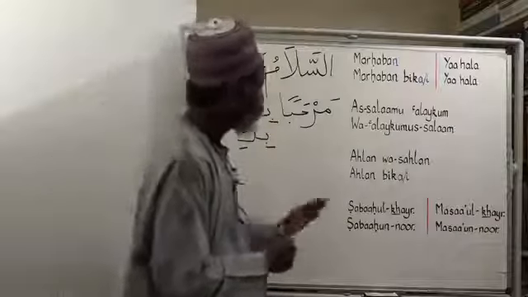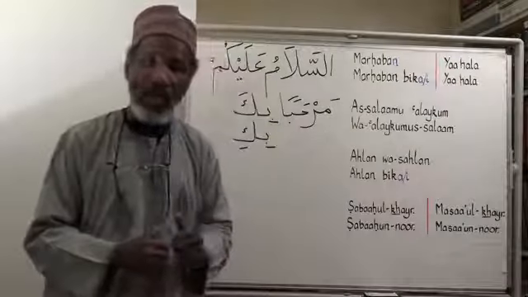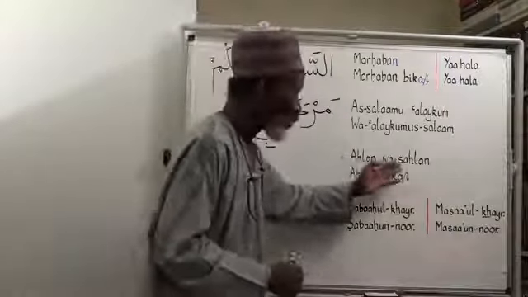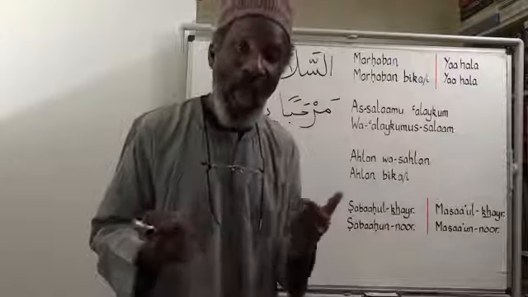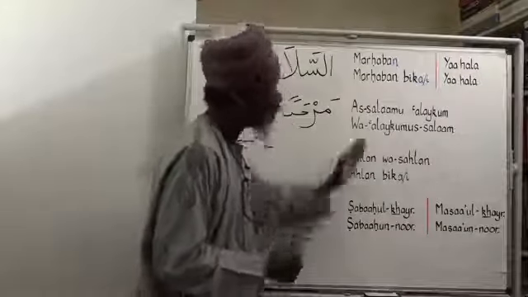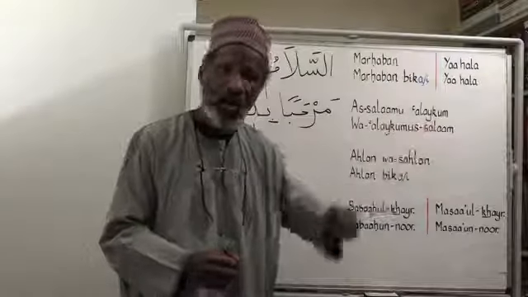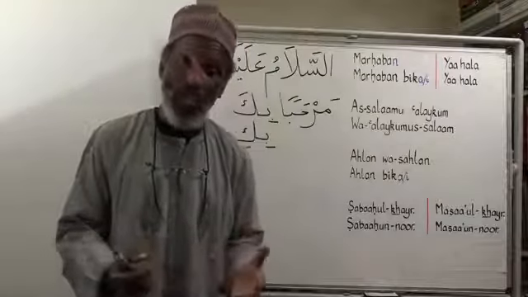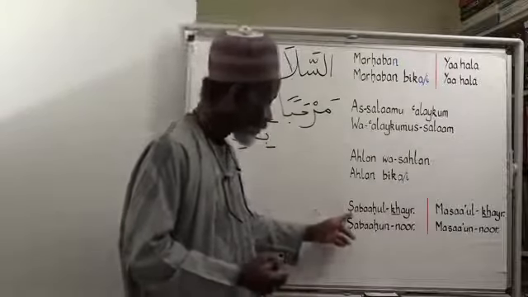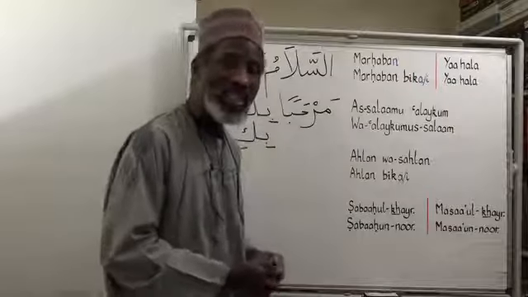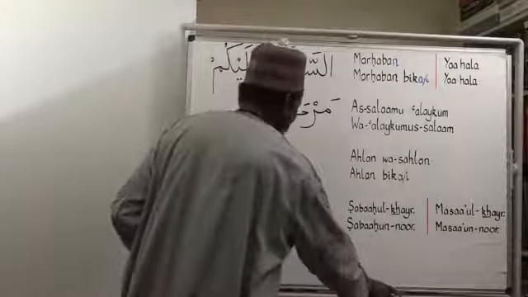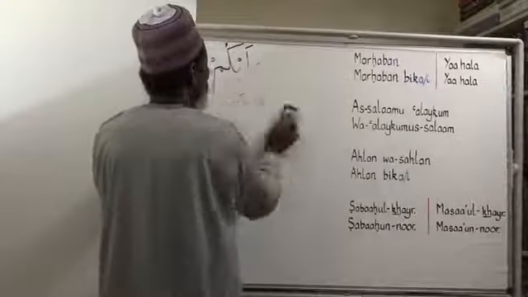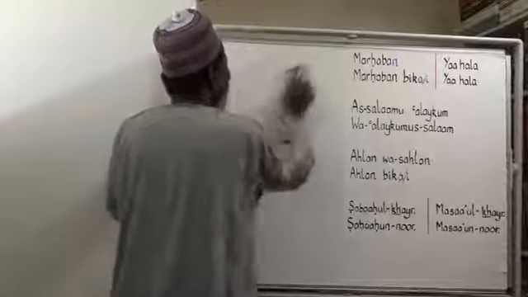Right, so marhaban, marhaban bika, marhaban biki, assalamu alaikum, wa alaikum assalam, ahlan wa sahlan, ahlan bika, ahlan biki. Now, ya hala. Now, sabahul khair means good morning. So this symbol, the S with a dot, is representing sad in the Arabic alphabet. Let me write that for you and then show you the form of that particular letter.